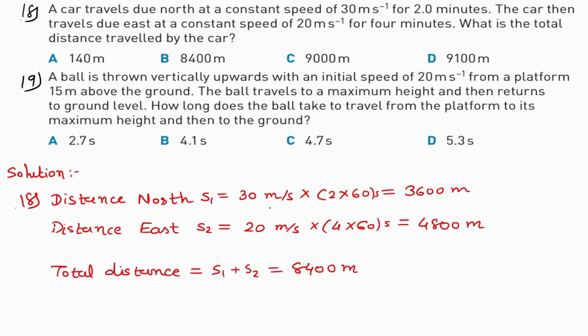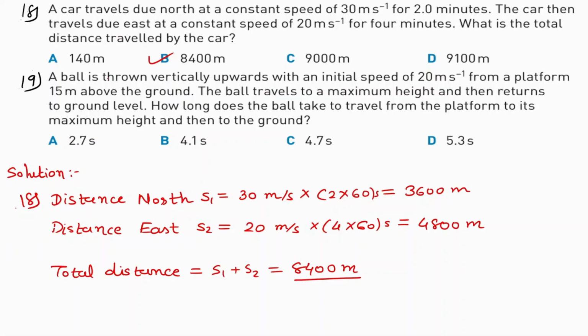So in the north, 30 into 2 into 60, because we need it in seconds, and we get 3600 meters. And the second, in the east direction, is 4800 meters. You have to just add, but in displacement you have to consider direction also. But in this case, they give a total distance, and you will get 8400 meters. It's a simple question.